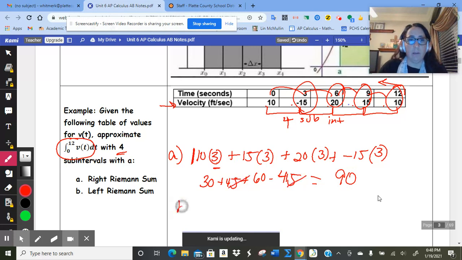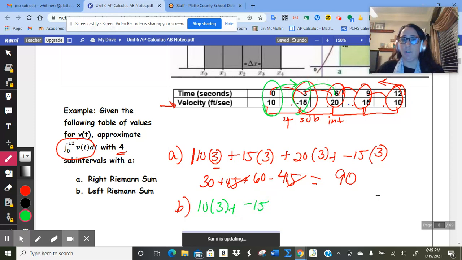How sweet. Okay, so how is B different? Now we are coming from the left. So we start here and go this way. So on A, this last guy was left off because it was at the end that we didn't include the height of. Now this one will be left off because we're coming from the left. So now I have the 10 times the change of the 3 plus the negative 15 times the change of the 3 plus the 20 times the change of the 3 plus the 15 times the change of the 3.